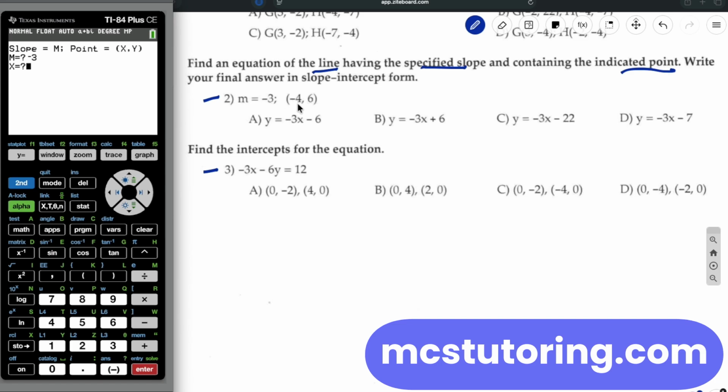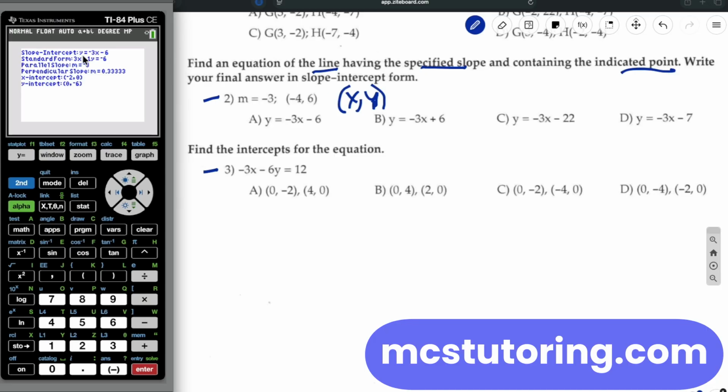And then for the x value, and it goes x comma y, just so you know. And again, that's in the help menu if you're not that familiar with it. So the x value is -4. Again, use that negative key. And then the y value is 6. So we want slope-intercept form. Oh my gosh, look, I have it right here. y equals -3x minus 6. Okay, cool. So that's A.